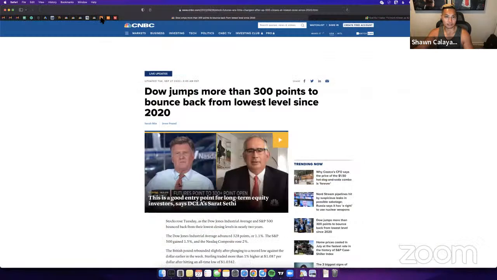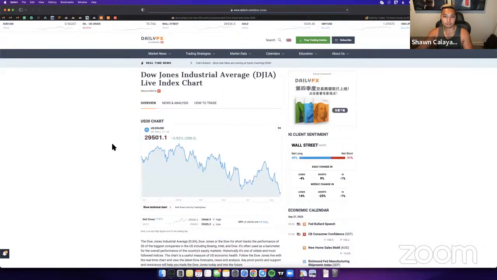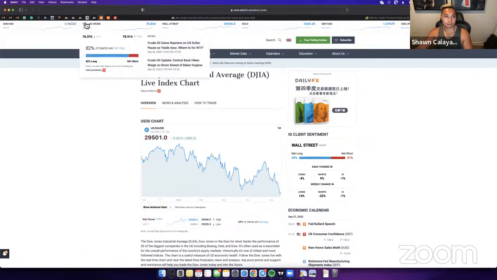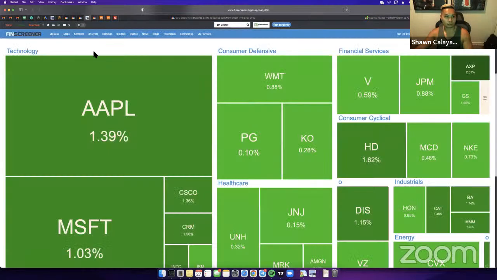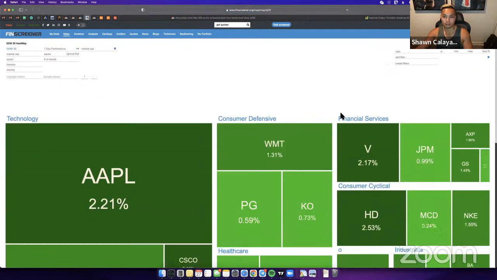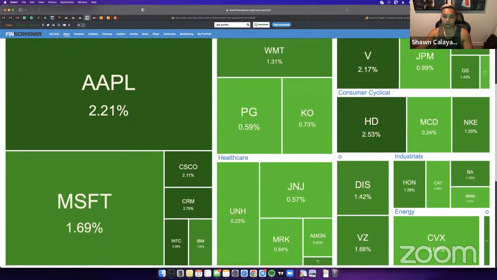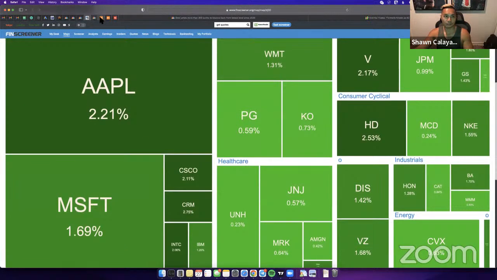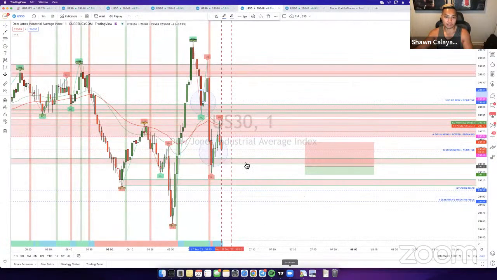Looking over here at the sentiment, it's currently 69% long. So we still have a sell bias right now with regards to long term. Looking over here at the fundamentals, they're down at 279. Looking at the heat map, it's still pretty green. So not much has changed there, but it's going to change eventually. It can't hold forever, especially when it's oversaturated for buys right now.